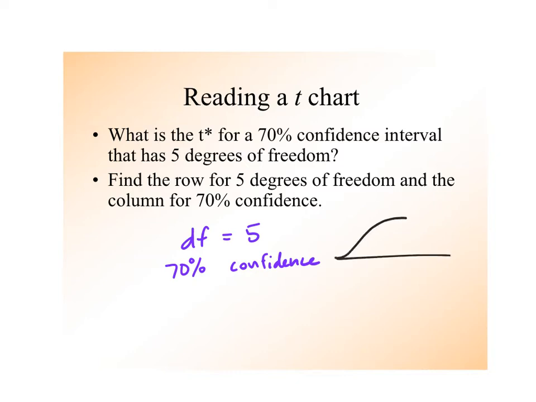So remember we said if I have a distribution and let's say this is 70%, then how much percent is left on these two tails? You have 15% on the left and 15% on the right. You guys remember this? So when we're using the table, we need to know two things. What's the degree of freedom? And what's the tail percentage?